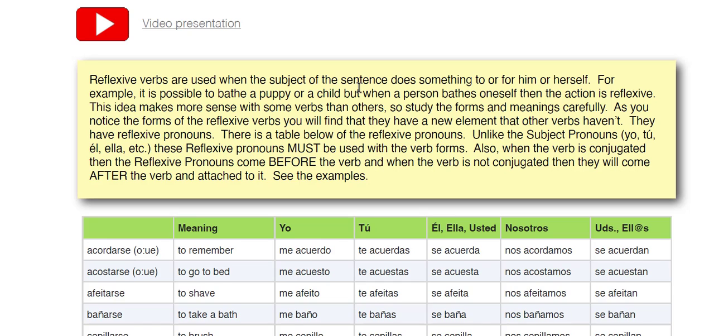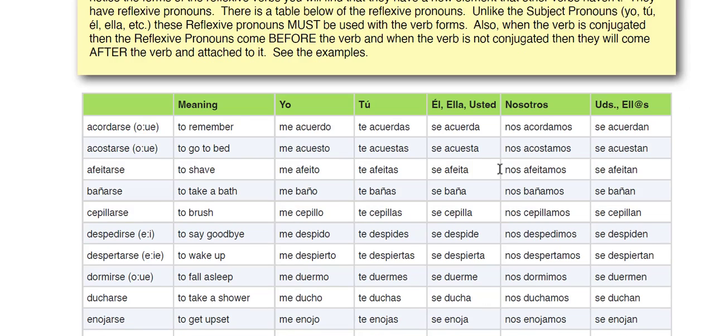Also, when the verb is conjugated, when we give it that ending, then the reflexive pronoun comes before the verb. And when the verb is not conjugated, then the pronoun comes after the verb and is attached to it. Okay? So let's take a look at some examples.